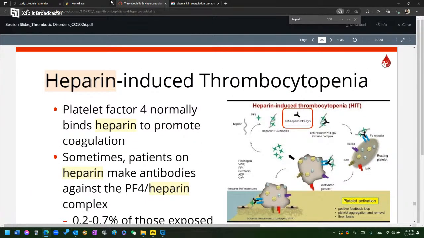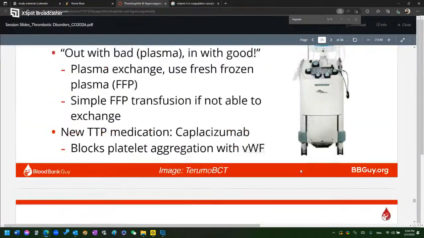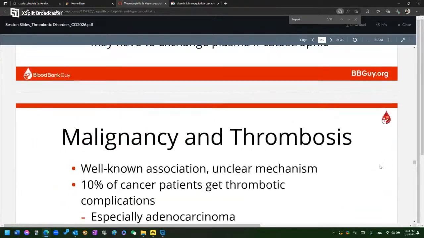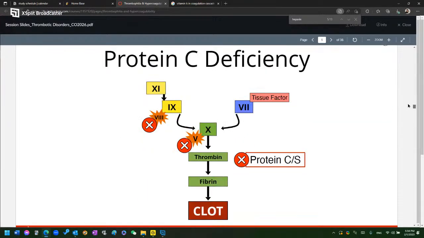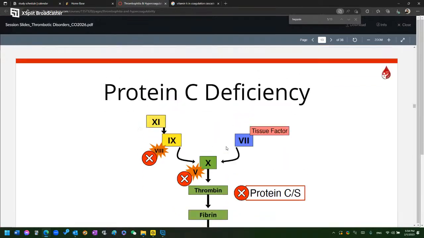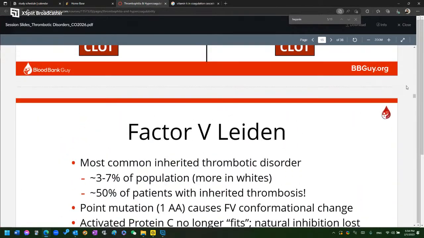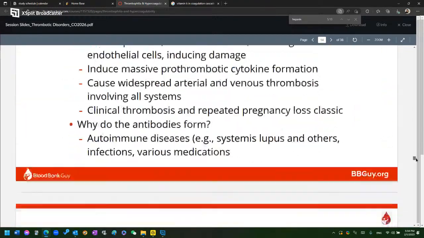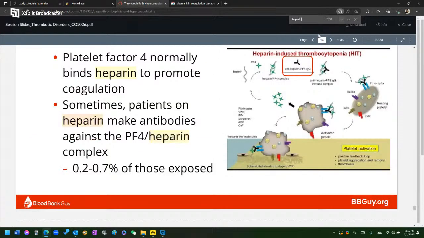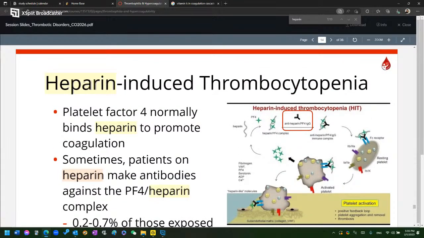Platelet factor 4, which we are looking at here, factor 4, where are you, factor 4? Okay. I don't think we learned about factor 4 as much. But not enough heparin. Oh, okay.